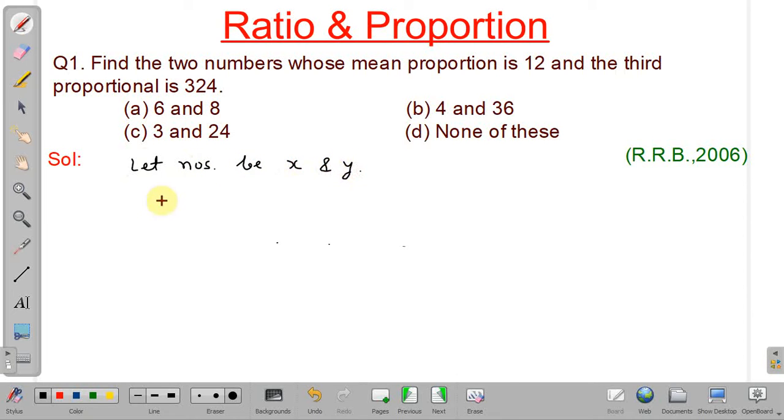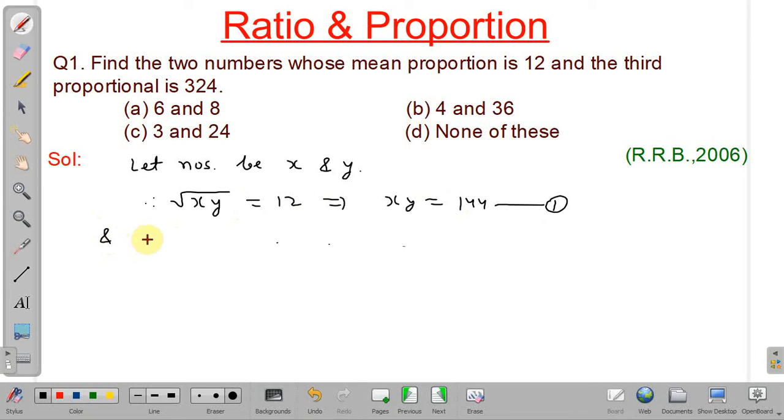As the mean proportional is given as 12, therefore, as the mean proportional of two numbers x and y will be under root xy, and it is given as 12. So squaring both sides we will get xy will be equal to 12 square, that is 144. So suppose this is our equation number 1.